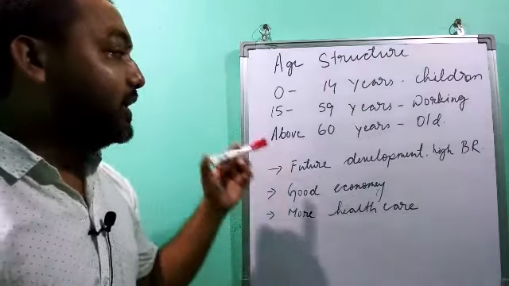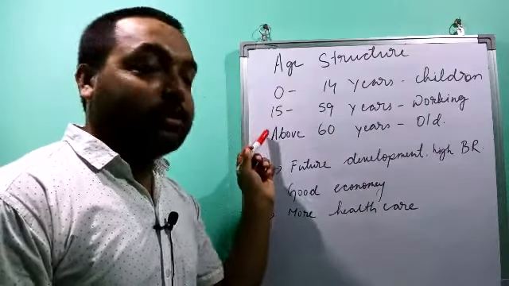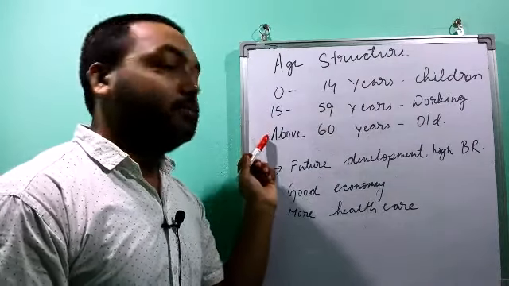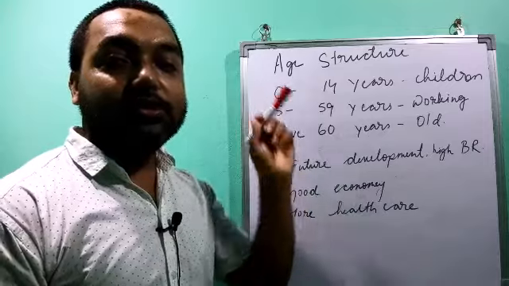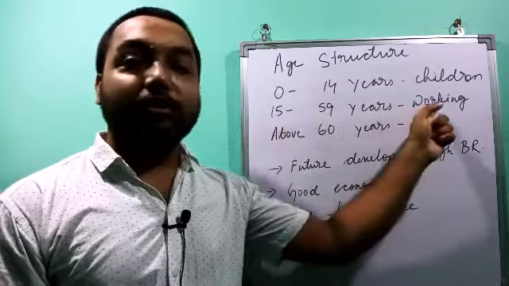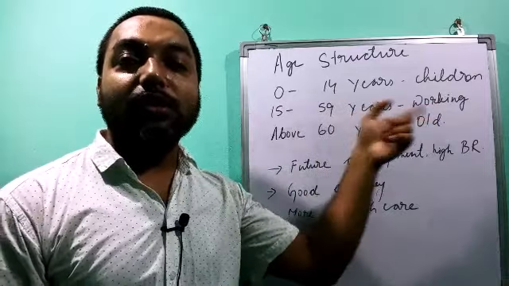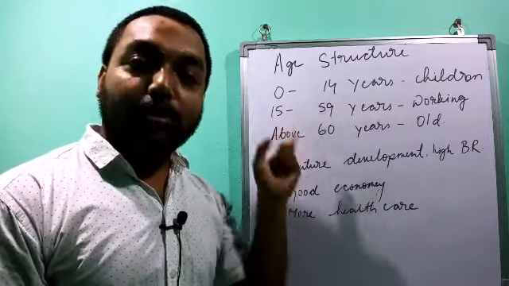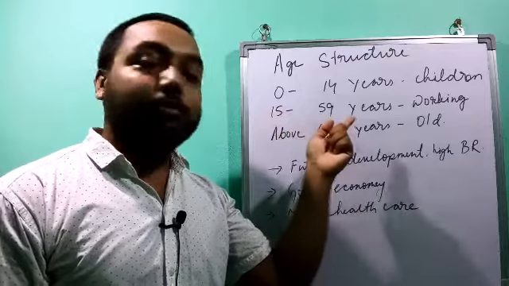So in this case, these two categories of population are called dependent population. They are dependent on the working population. Only the working population is the earning population. The rest both are dependent on the working population.